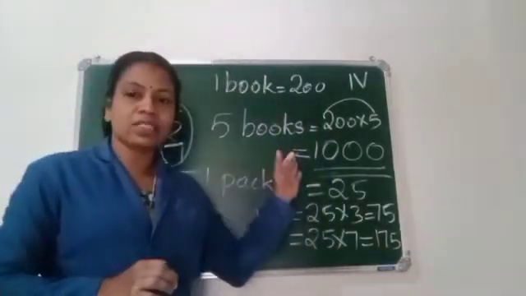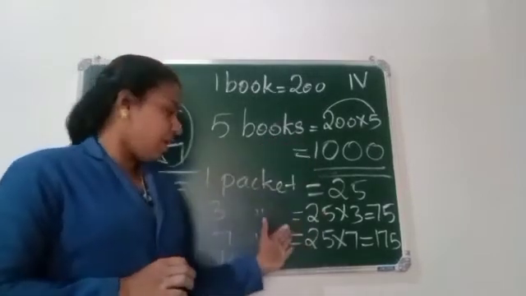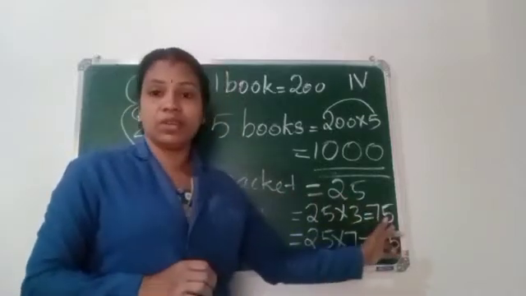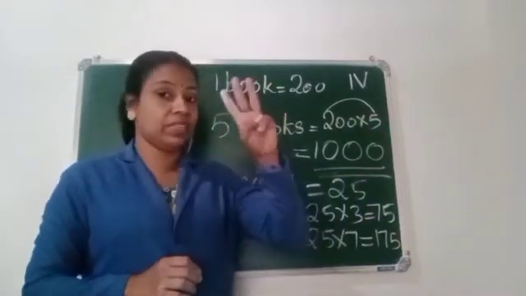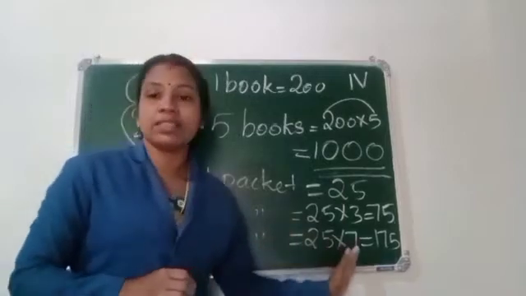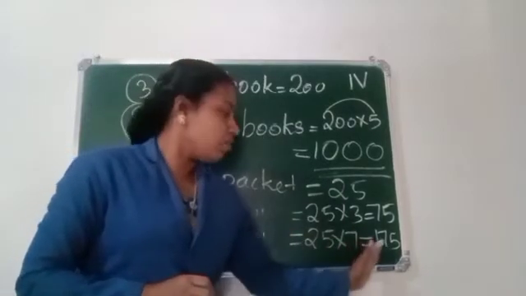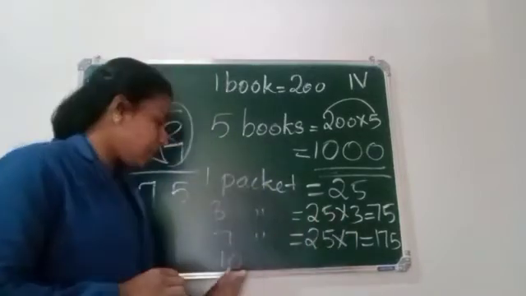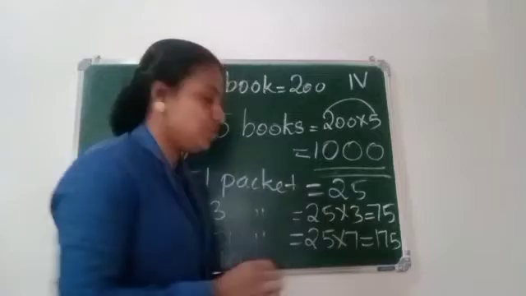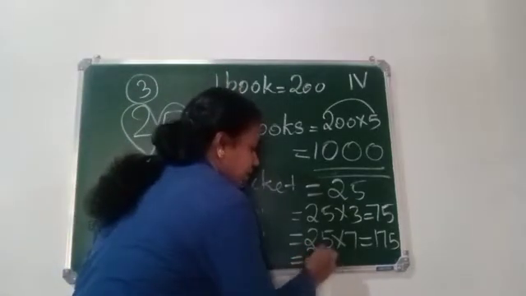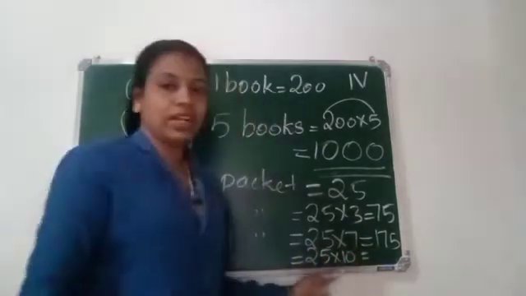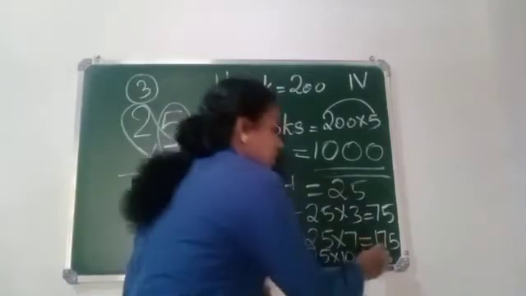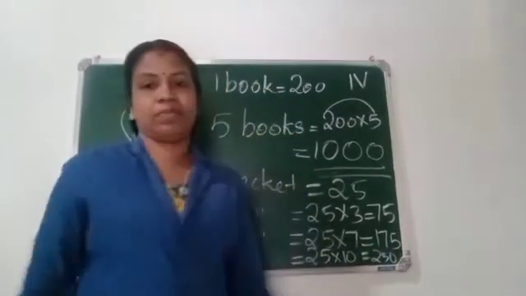One packet has only 25 laddus and we found 3 packets has 75 laddus. 75, 25, 25, 25, 3 packets. Now, 7 packets contain 175 laddus. Clear? Now, how many laddus are there in 10 packets? It is very easy to calculate. 25 into 10. What is 25 into 10? Yes, easy multiplication. 10 is the number, so 25 into 10 is 250.